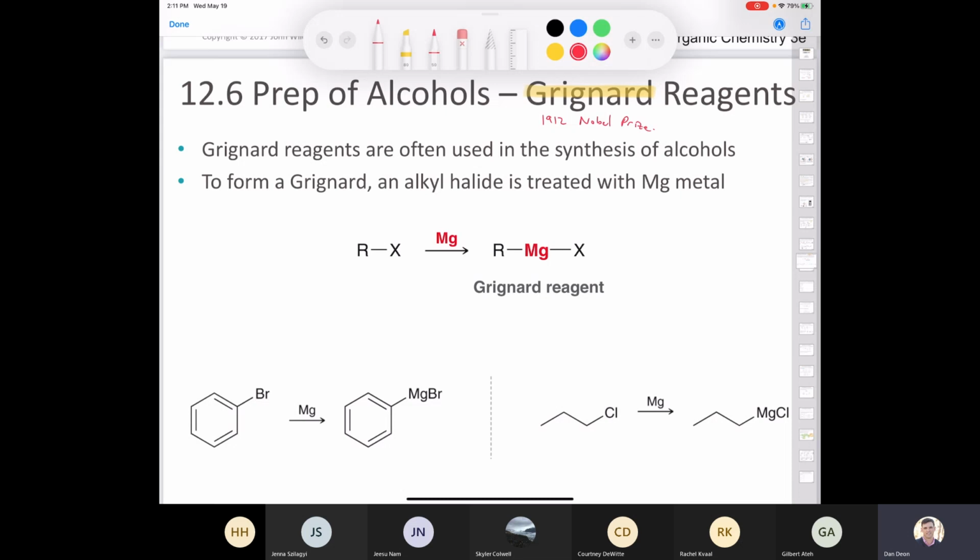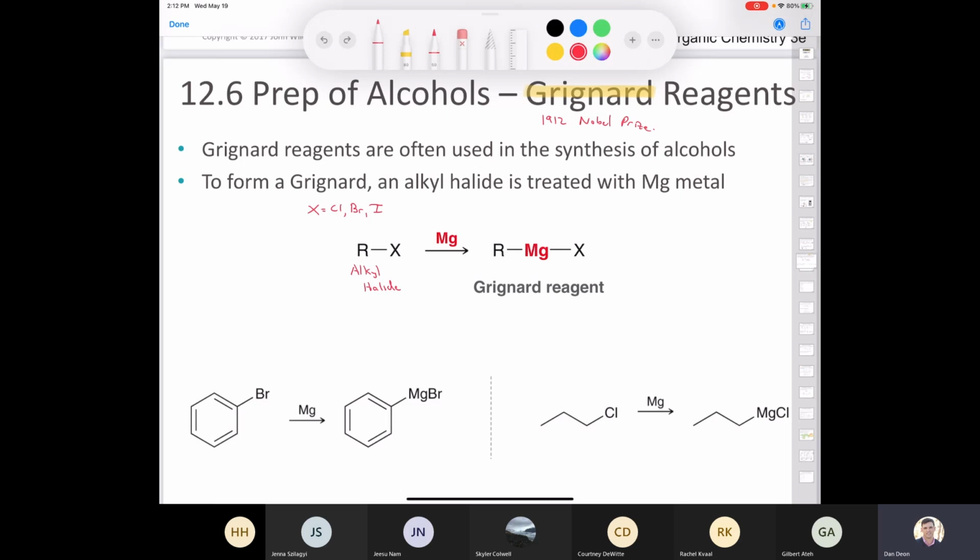All right, it says here the Grignard reagents are often used to make alcohols. And to form a Grignard reagent, we take an alkyl halide. So here we have an alkyl halide, and the X can be chlorine, bromine, or iodine. It can't be fluorine. And then you treat that with magnesium metal. The magnesium actually inserts itself in between the R group and the halogen. So it actually squeezes itself in between those two.